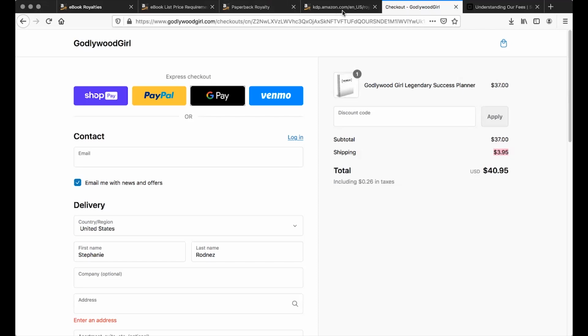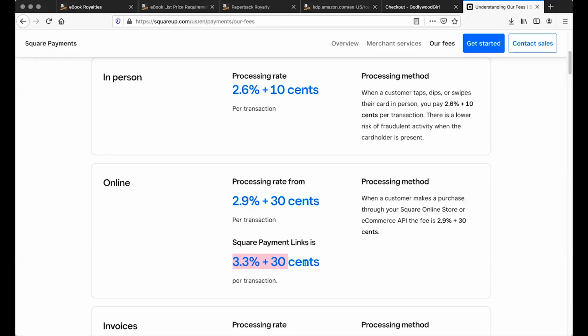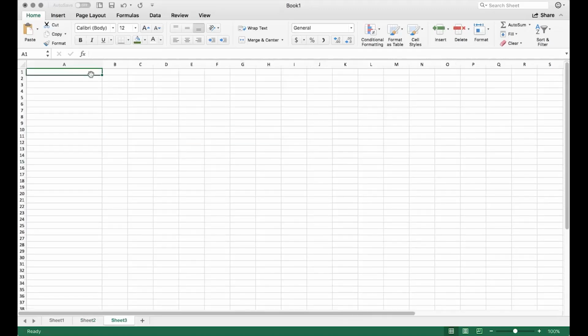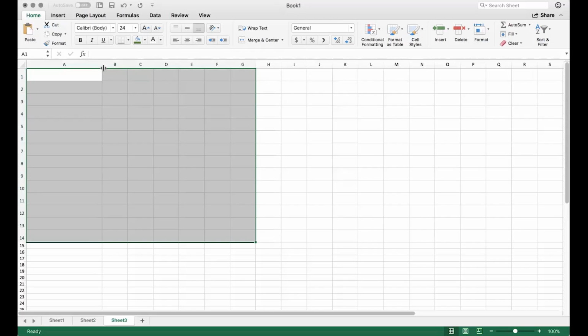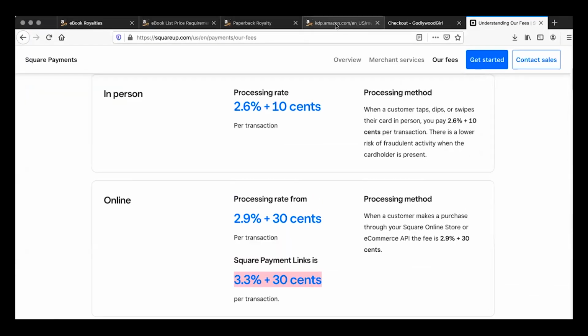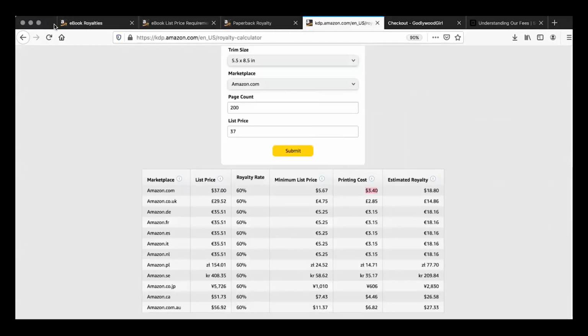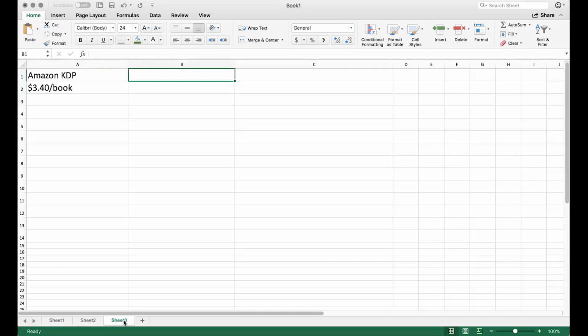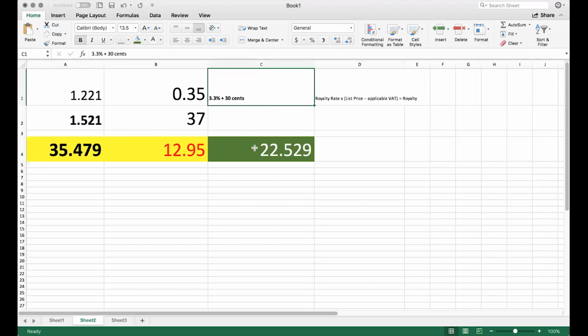So let's go back over and do our little calculator. So remember that if I'm selling this through Square, it's 3.3% plus 30 cents. So let's go over and see what the calculation is. So let me just do a whole new sheet because this will be confusing to me. I'm just gonna make all of this bigger so we can see it. And then on Amazon KDP, what did they say? $3.40 per book? Let me go see, because we need exact numbers for this to work. $3.40 per book, yes. And then remember our Square rate is this one right here. It's 3.3% plus 30 cents, minus whatever the list price is.